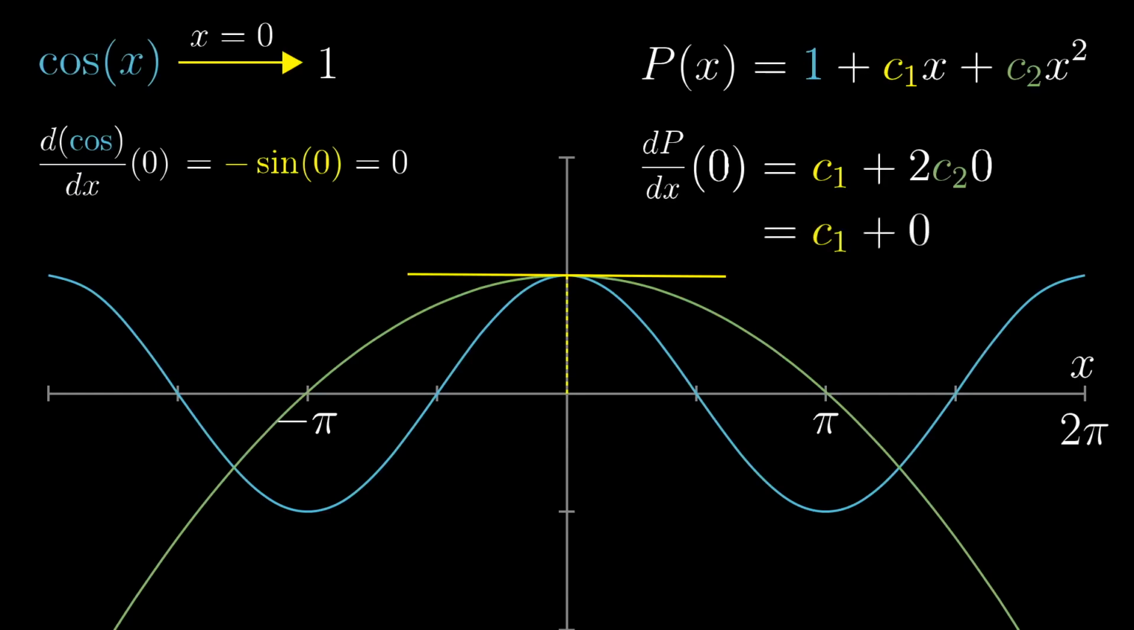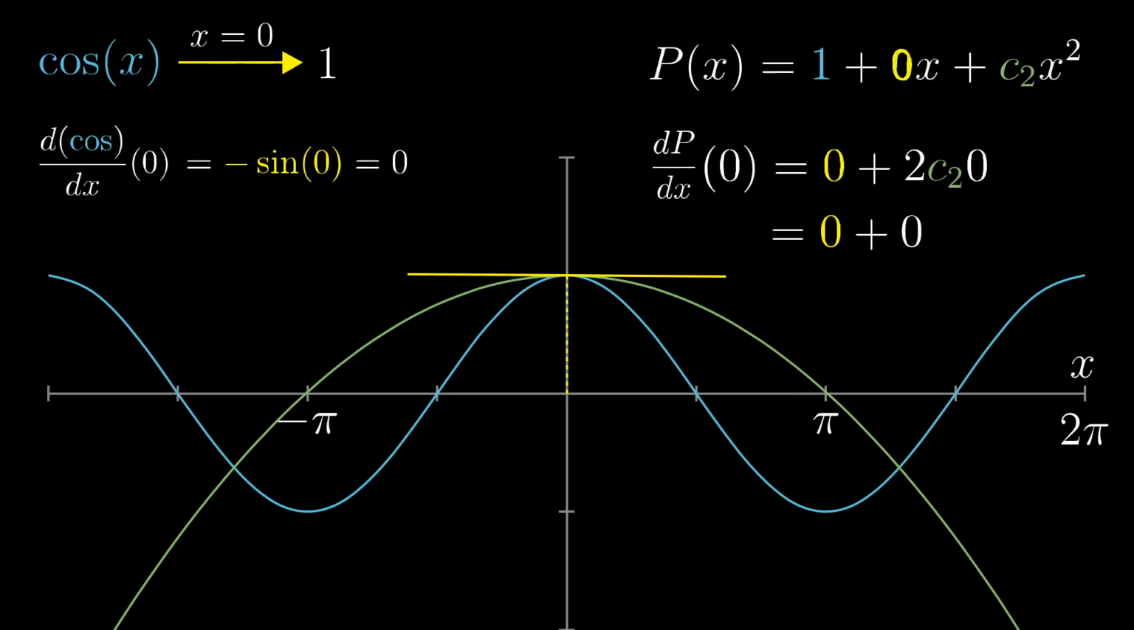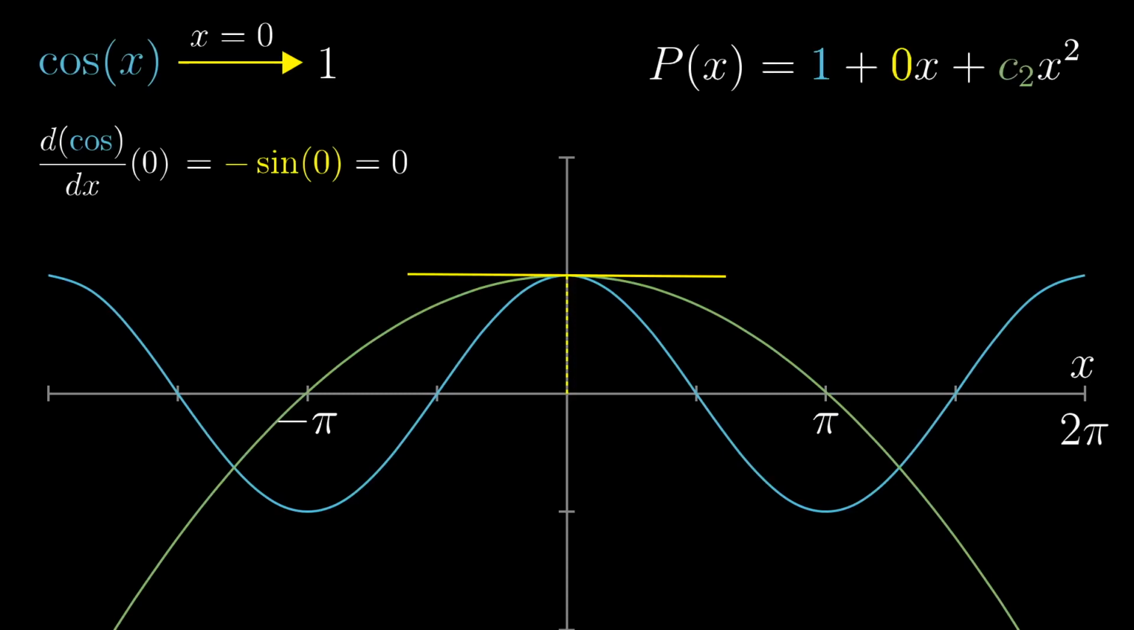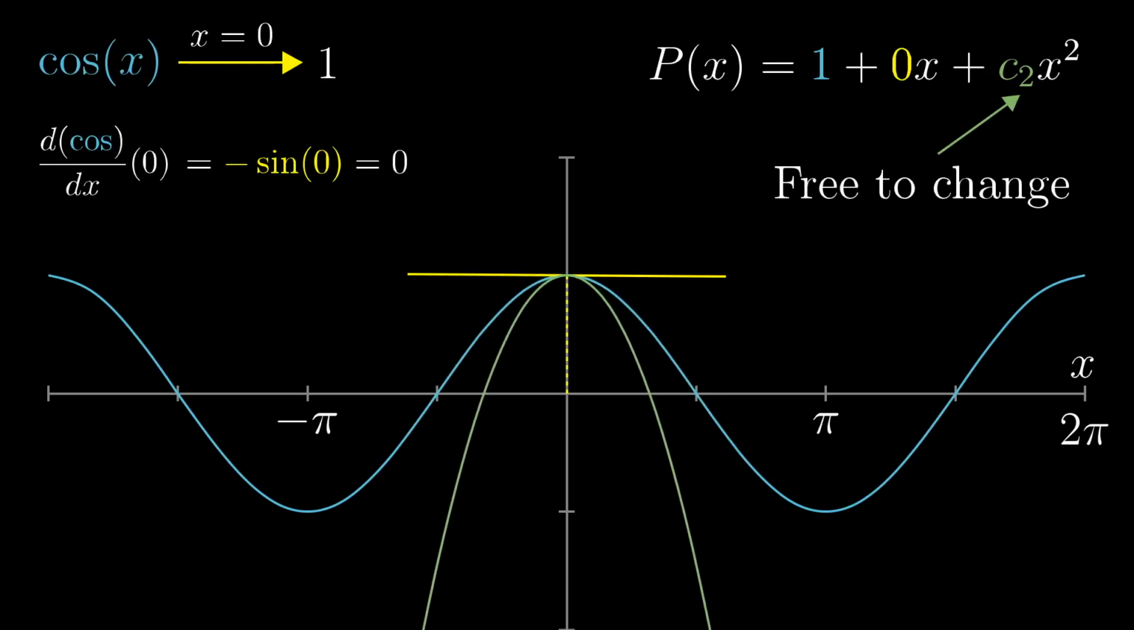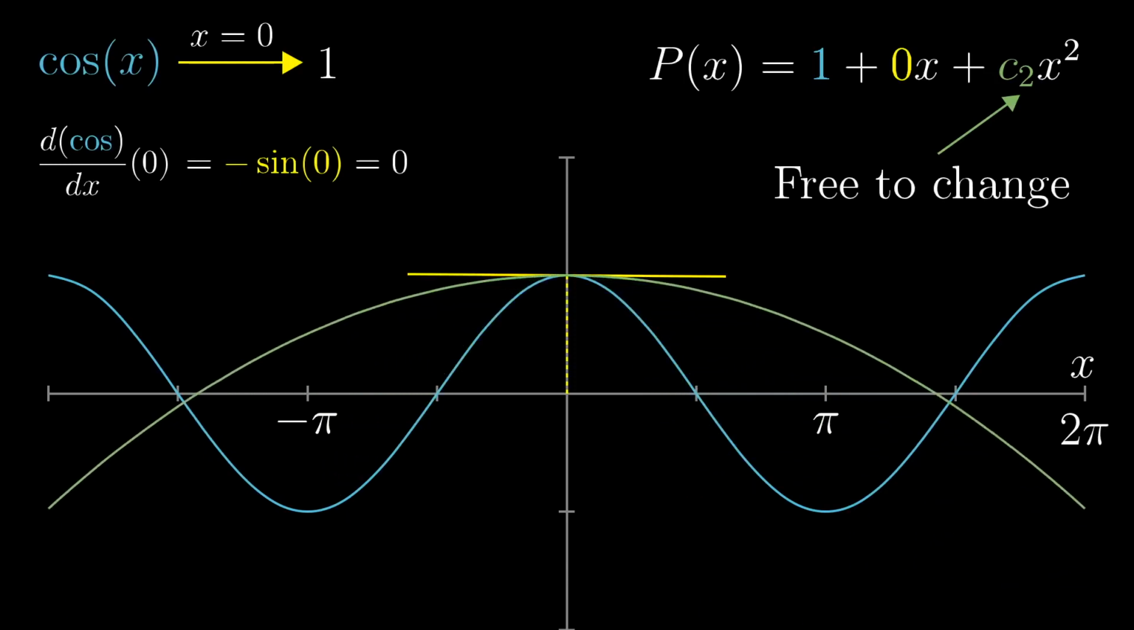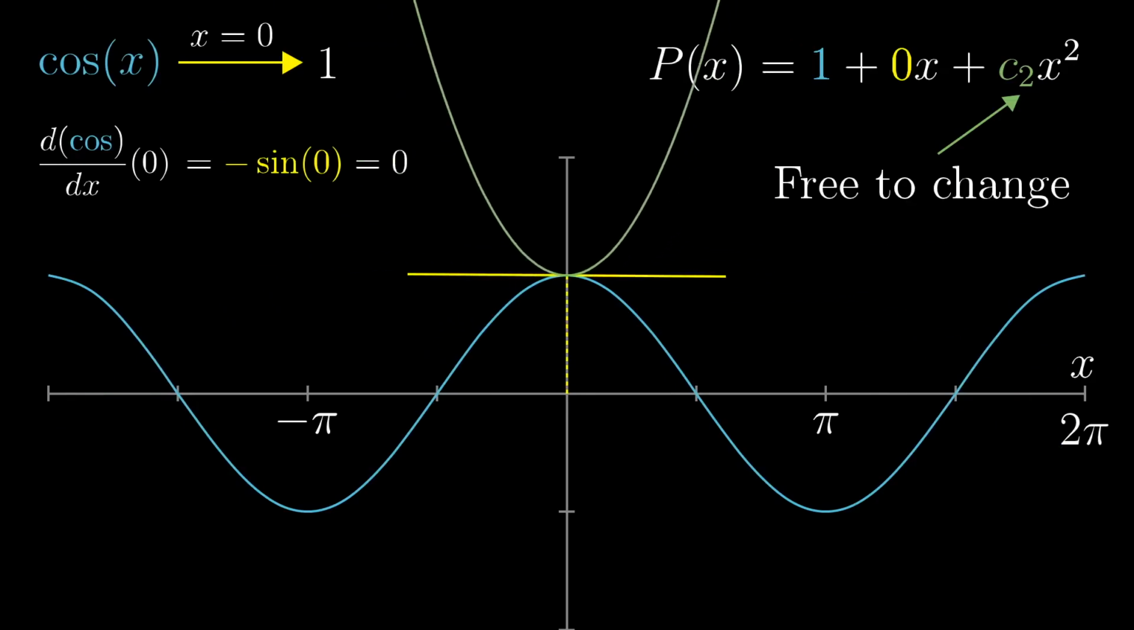So this constant c1 has complete control over the derivative of our approximation around x equals 0. Setting it equal to 0 ensures that our approximation also has a flat tangent line at this point. And this leaves us free to change c2. But the value and the slope of our polynomial at x equals 0 are locked in place to match that of cosine.